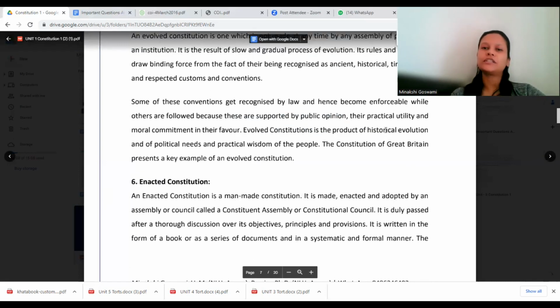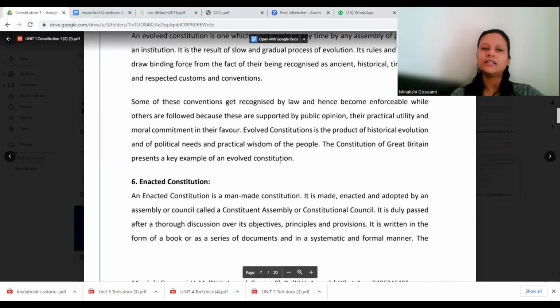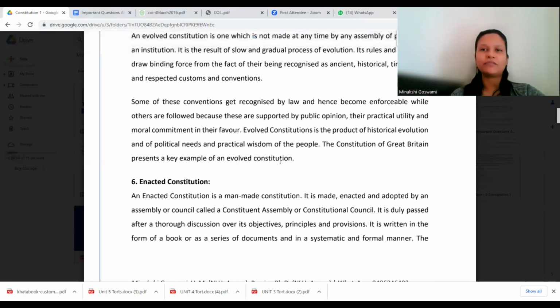An evolved constitution is the product of historical evolution and of the political needs and practical wisdom of the people. The Constitution of Great Britain is an example of an evolved constitution. With time, from different sources, different provisions are taken, and finally all of it is followed. But it's not an enacted thing, and it's not there in the form of one single document, but still it's being followed, and that is working well.